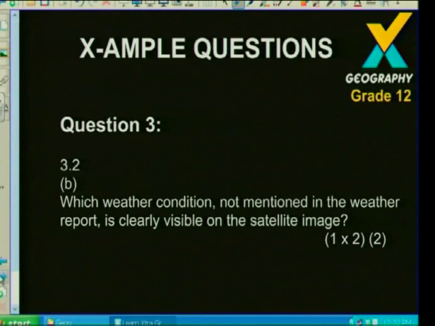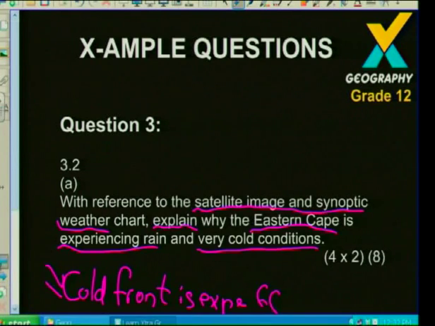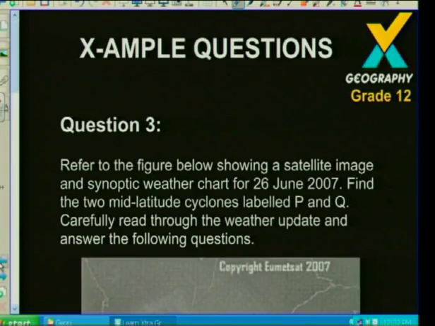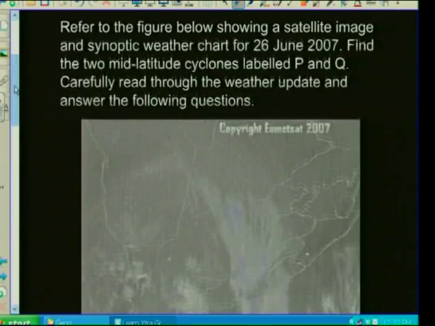Okay, let's look at another question. Which weather condition not mentioned in this weather report is clearly visible on the satellite image? Unfortunately, our satellite image is not very clear. Okay?